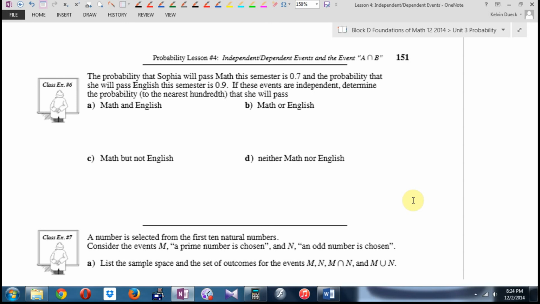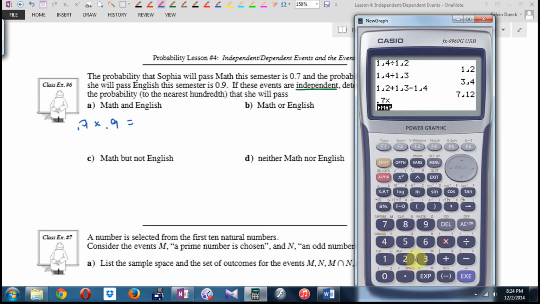The probability that Sophia will pass math this semester is 0.7. Probability that she'll pass English this semester is 0.9. Oh, and the events are independent. Determine the probability that she'll pass math and English. What does and mean? Multiply. It's going to be 0.7 times 0.9, which is 0.63.